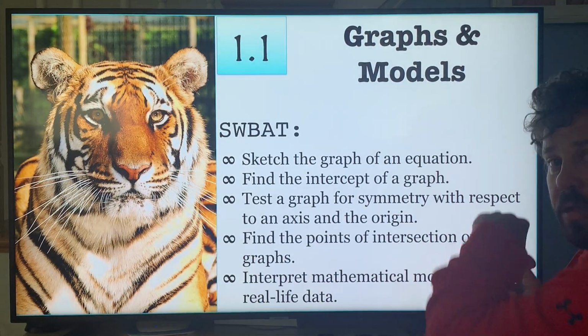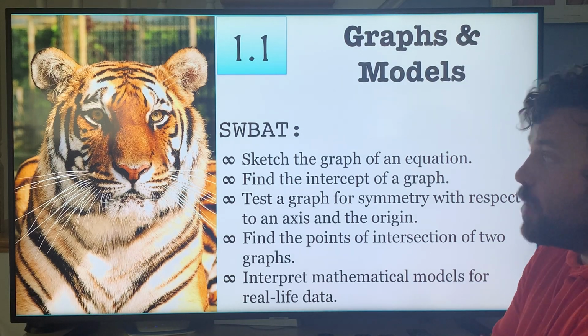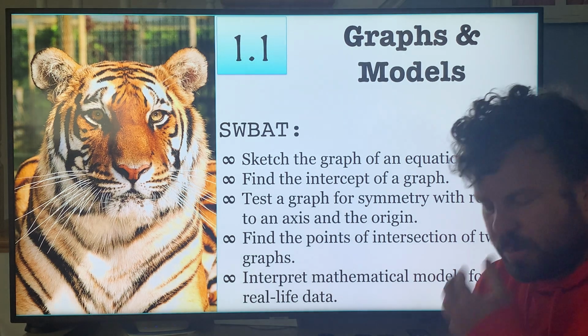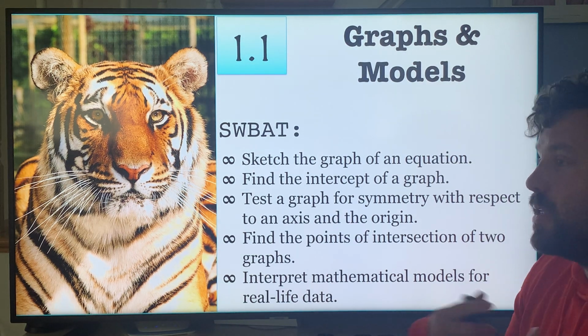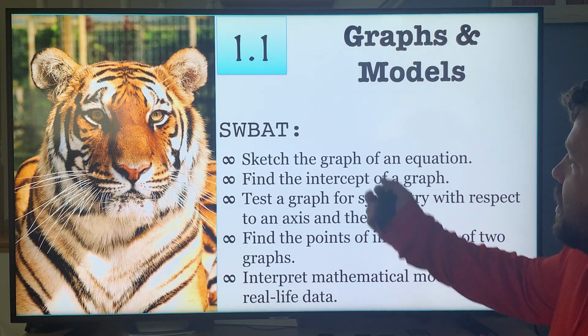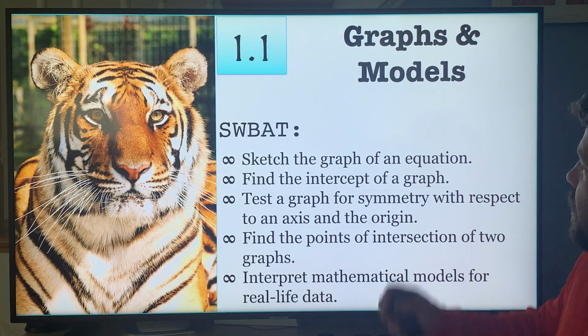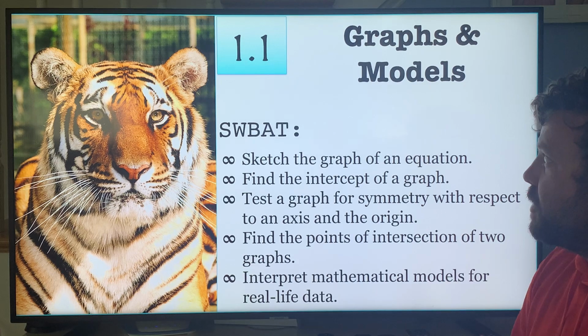This is a video review of what we went over in class. Today we're going over 1.1, graphs and models. This is pretty much the introduction you need before you get to calculus chapter 1. So today what we're going to be going over is very simple stuff that you've learned in algebra. And we're going to bring it all the way up to pre-calc throughout chapter 1.